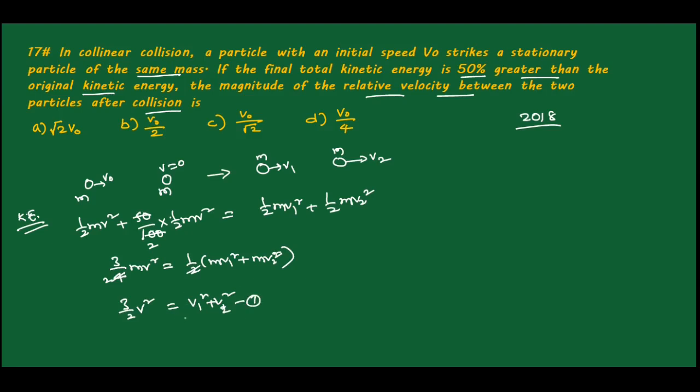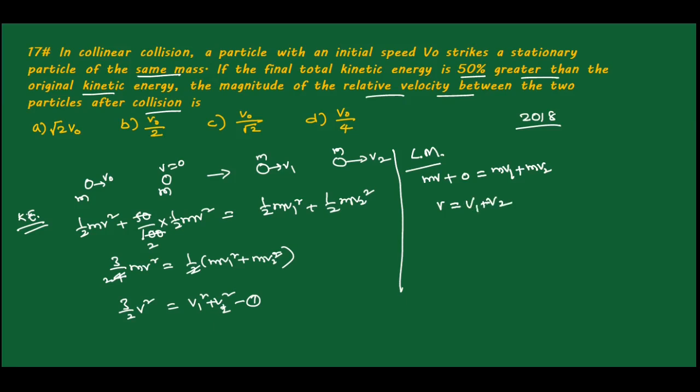We will continue by using the next concept, conservation of linear momentum. The first particle has mass m and velocity v, so mv, and the second particle is at rest, so 0. That equals mv1 for this one and mv2 for the other. This is the momentum conservation equation. The m cancels from left and right side, so v equals v1 plus v2.